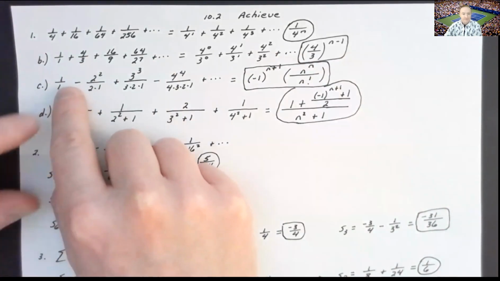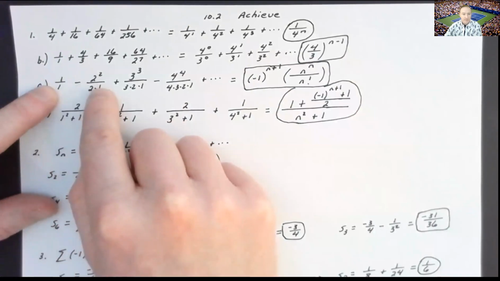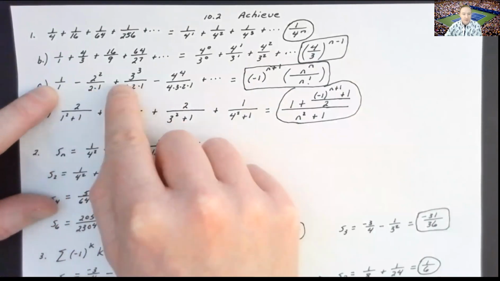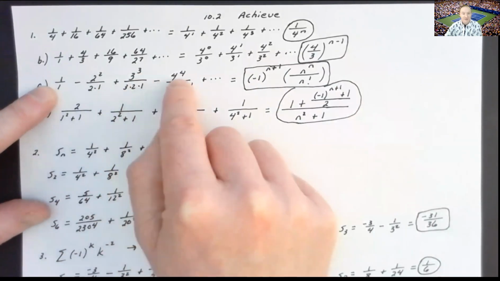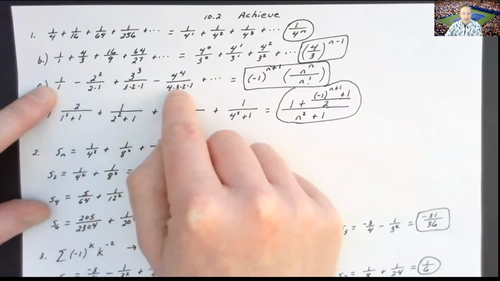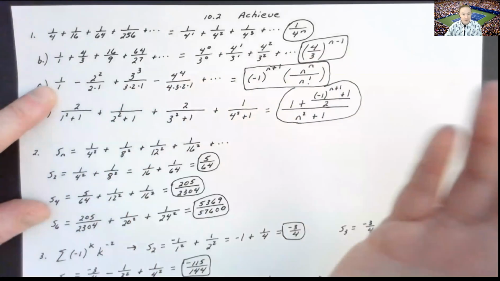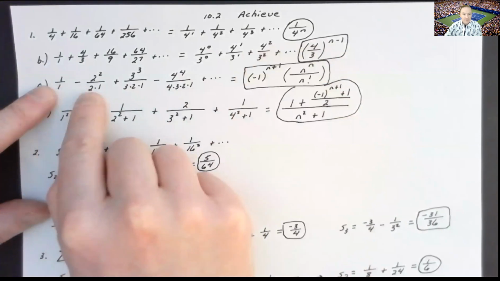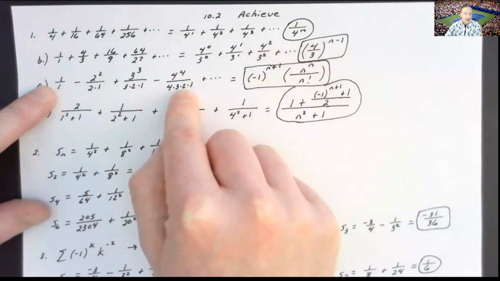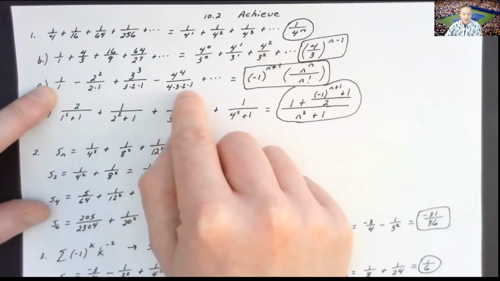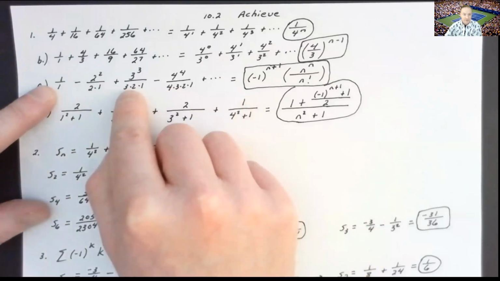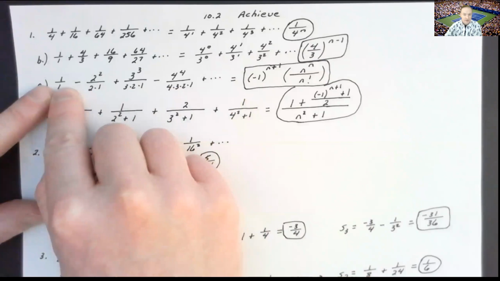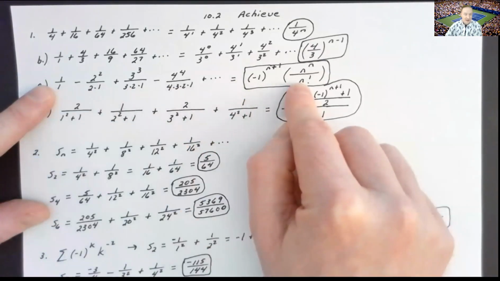The next one, I had 1/1 minus 2 squared over 2 times 1 plus 3 cubed over 3 times 2 times 1, and then minus 4 to the 4th over 4 times 3 times 2 times 1. Well, the denominator, easy. I just looked at that and said, well, that's clearly the factorial. A factorial is defined as n factorial is n times every integer value less than it all the way to 1. So clearly that's 4 factorial, that's 3 factorial, that's 2 factorial, that's 1 factorial. So my denominator is n factorial.